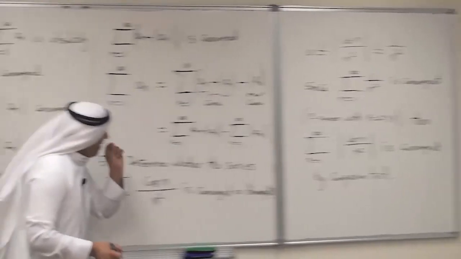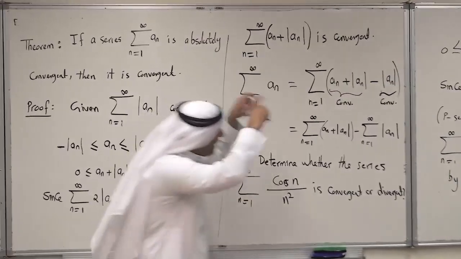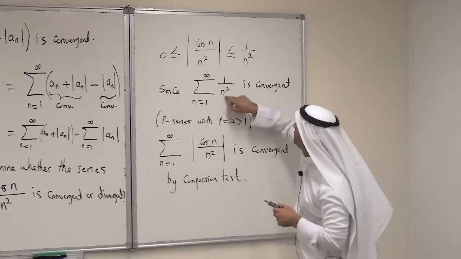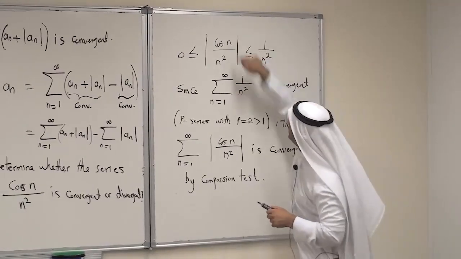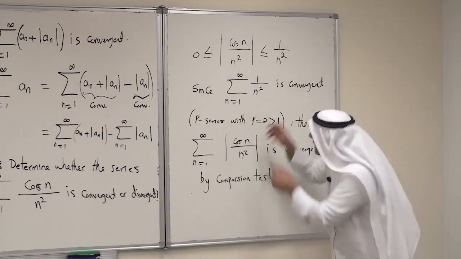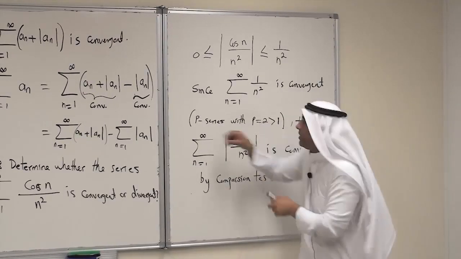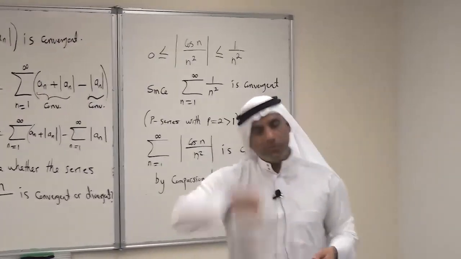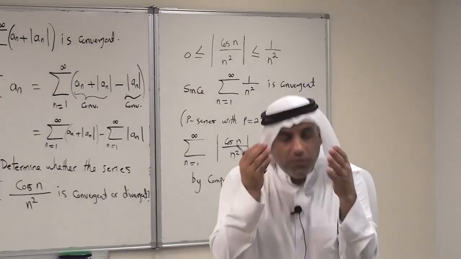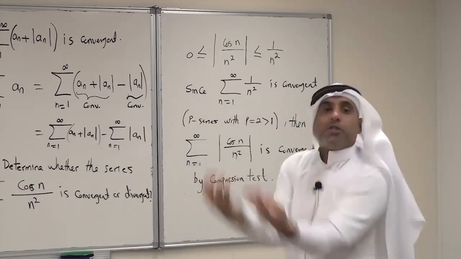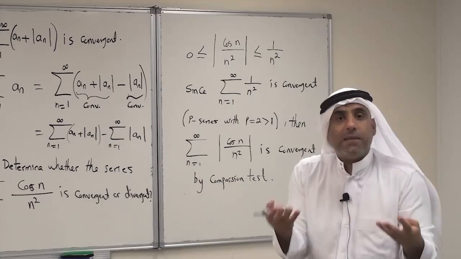So what is the conclusion? Look, we started with the question here. We take the absolute value. We end up with another series. This series is convergent. So the series with absolute value is convergent. So what can we say about the series without absolute value? Without absolute value, it is convergent absolutely. Why is it convergent absolutely? Because after taking the absolute value, it is convergent. So it is convergent absolutely.